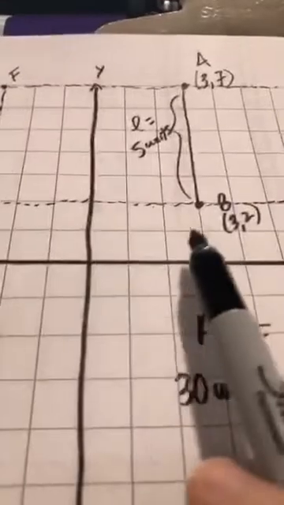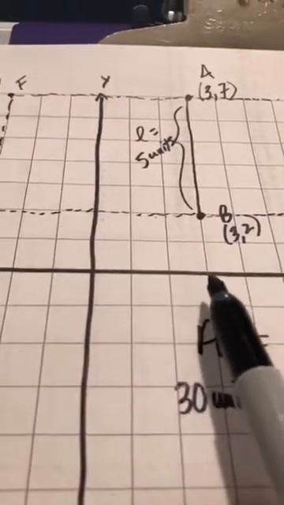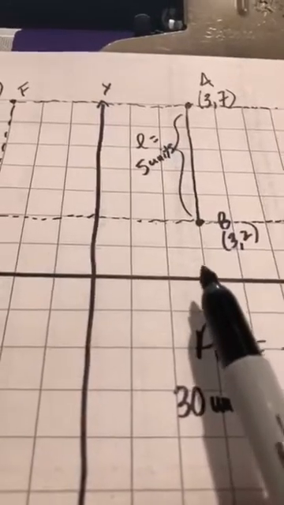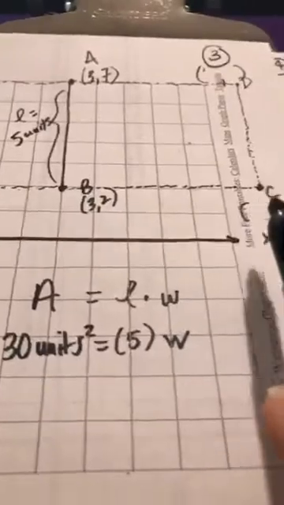So remember, if you start at the origin, I'll use B as an example. You go over 3 for a positive 3, and then you go up 2 units for a positive 2. That's how we got there. So who wants to tell me what this point would be? Point C. Let's start with that.